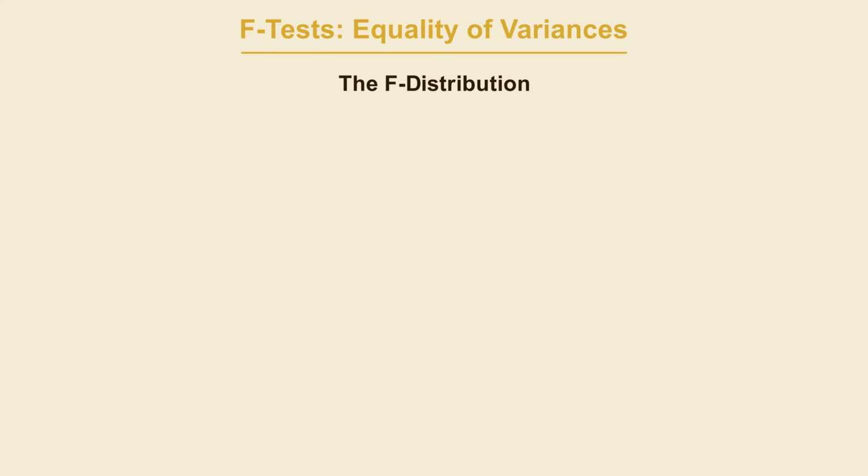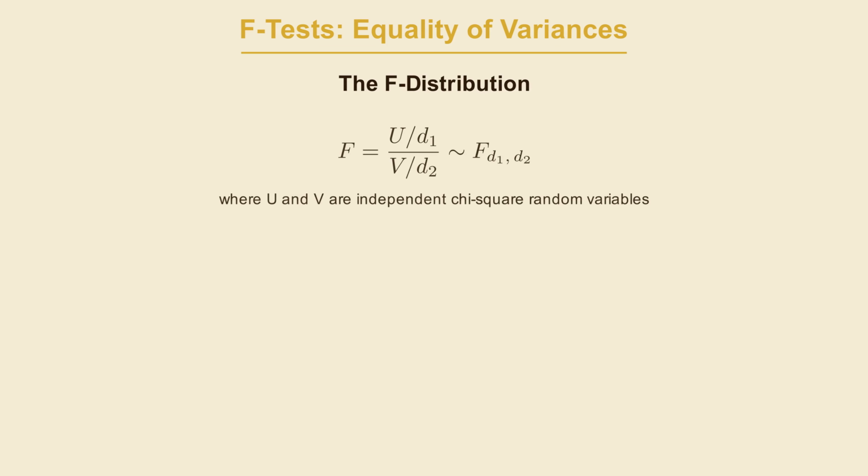The F-test is built on something called the F-distribution. The idea is straightforward. If you take two independent chi-squared random variables, each divided by their own degrees of freedom, and form a ratio, you end up with an F-distributed random variable. So it's basically a ratio of the two variance estimates.